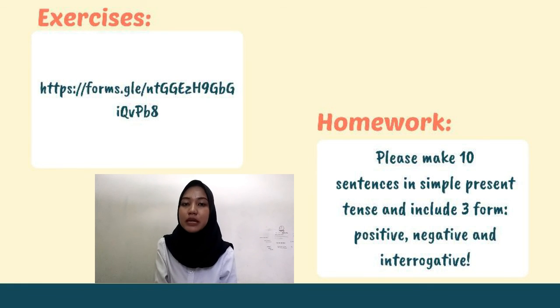I will give you some exercises to help you understand simple present tense better. I will send the link through the WhatsApp group and I will give you time to do it until 12 p.m. this day. And for your homework, please make 10 sentences using simple present tense. Include 3 forms: positive, negative, and interrogative. You can submit it through WhatsApp before next week.